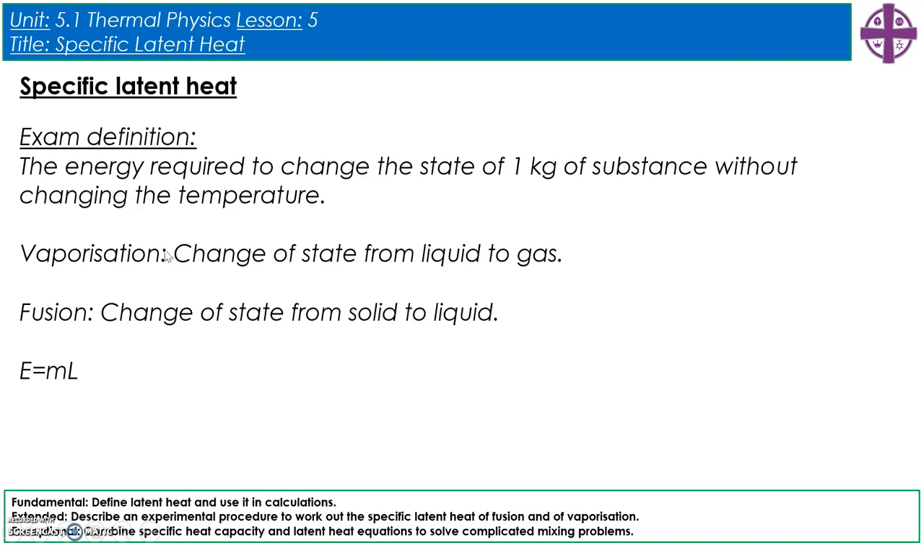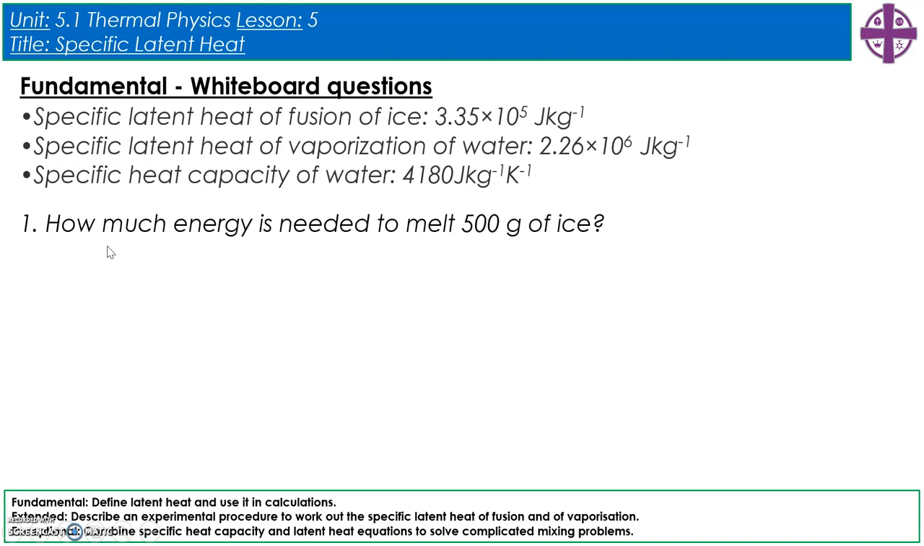The equation for specific latent heat is E equals mL. Energy, measured in joules, equals the mass, measured in kilograms, times the specific latent heat of either vaporization or of fusion, which is measured in joules per kilogram. This is a worked example of a question that uses the equation. So the question is, how much energy is needed to melt 500 grams of ice?